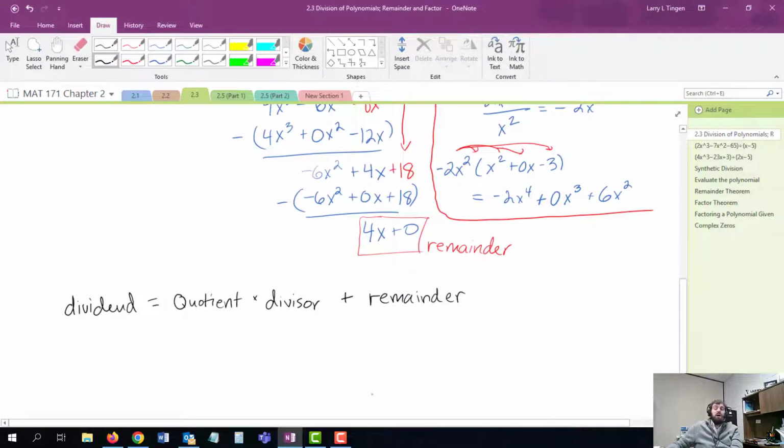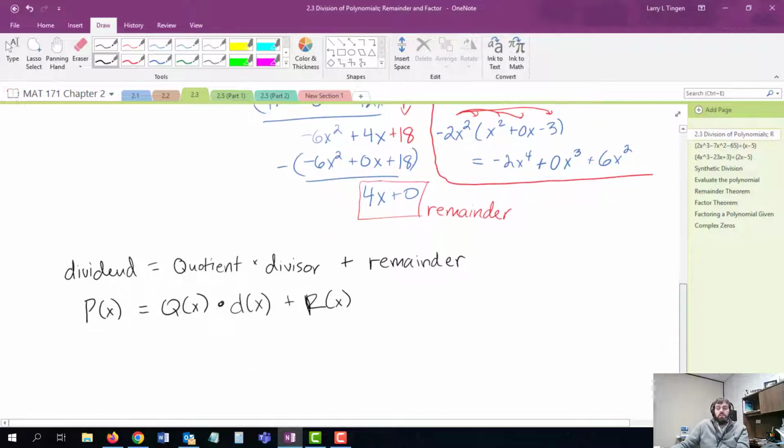Okay, we're dealing with polynomials. So what we're going to have is, instead of having just numbers here, we're going to have a polynomial. So each one of these is going to be a function. The dividend is typically represented by p of x because we start out with that polynomial. The quotient is represented by q. The divisor is represented by lowercase d. And then the remainder is represented by capital R of x.